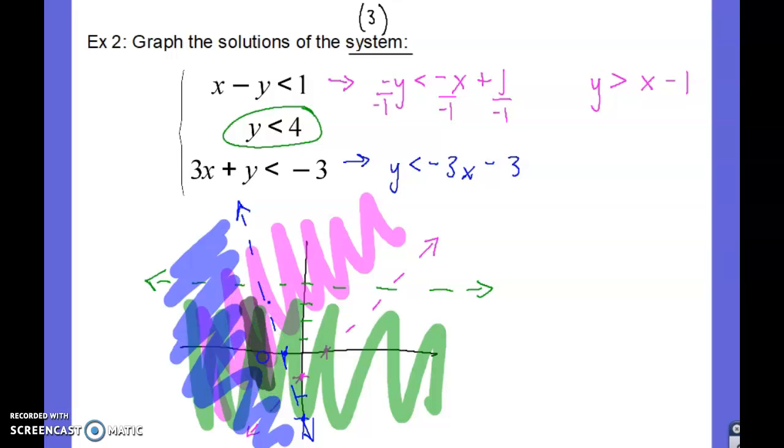So where do the 3 regions overlap? Where red, or pink I guess, green and blue overlap is this region over here, is what we really care about. All right, so where are our answers? Over in this region. It has to work for all 3 inequalities. Everywhere else, it's not going to work. So again, pause the video, really soak this in, make sure you understand, ask questions if you don't get it. And I'm going to move on to the last page.